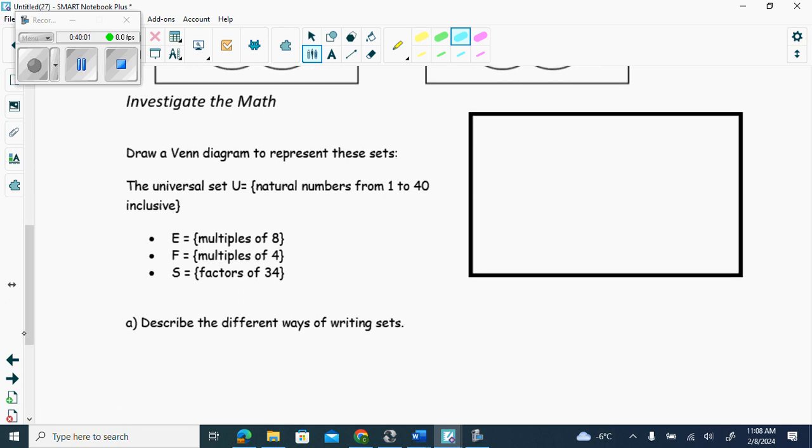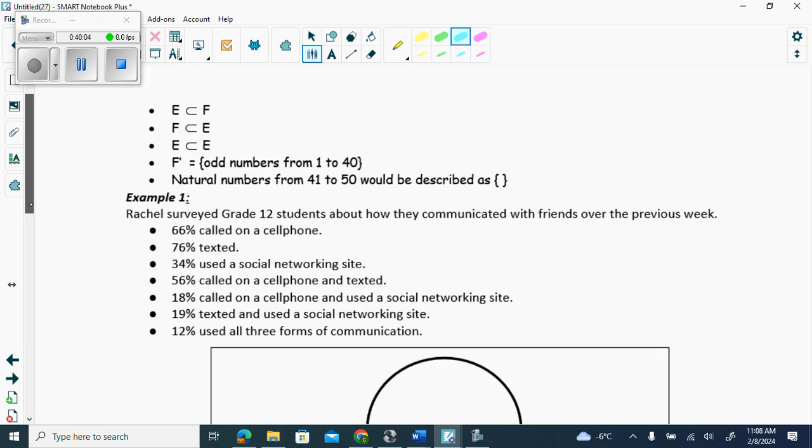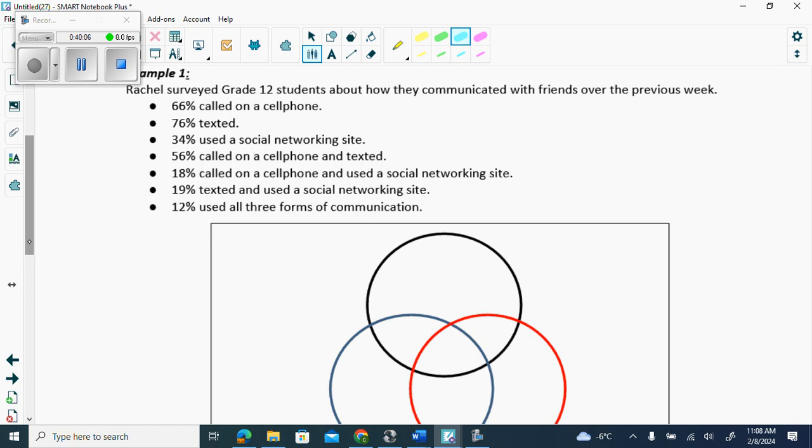We are going to skip this one because I don't feel like overwhelming you today. We're going to go to this one. Okay. Everyone is going to do this. Ready?